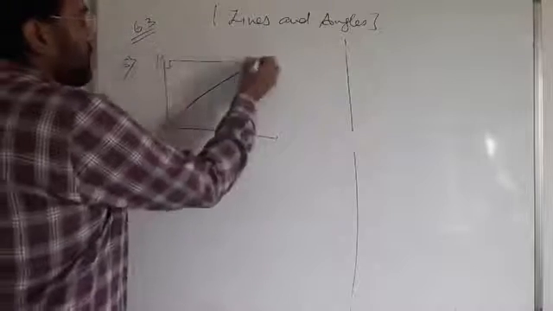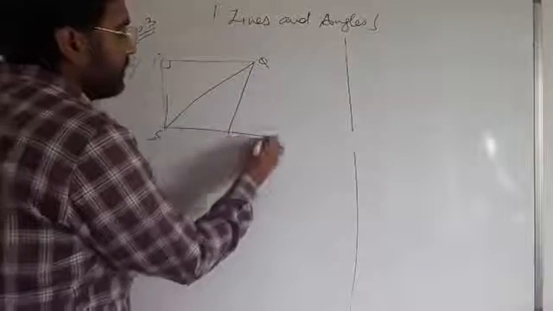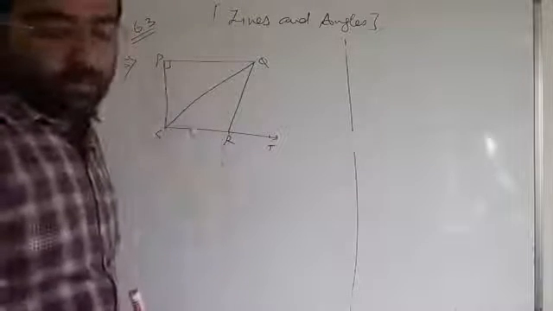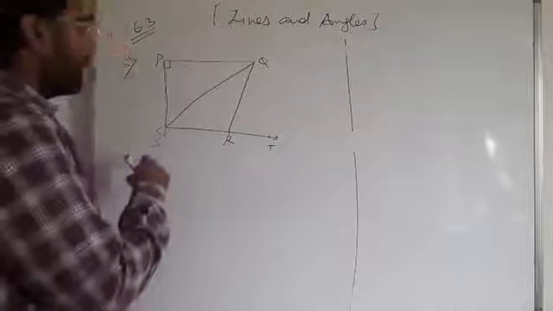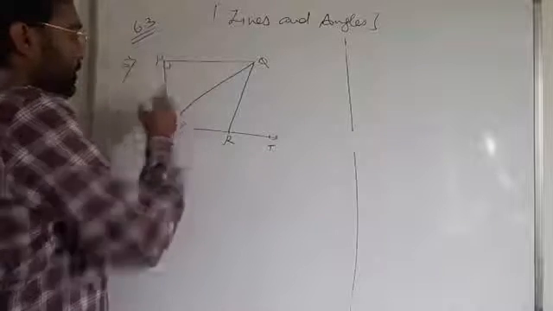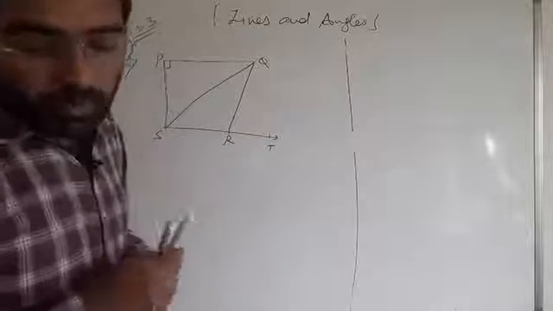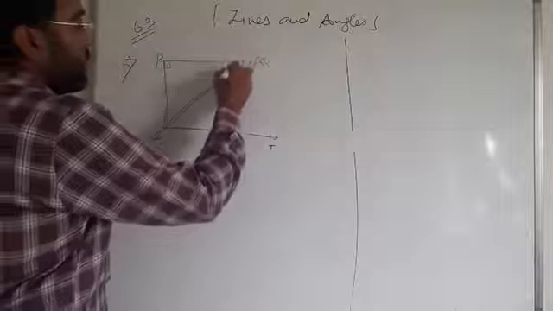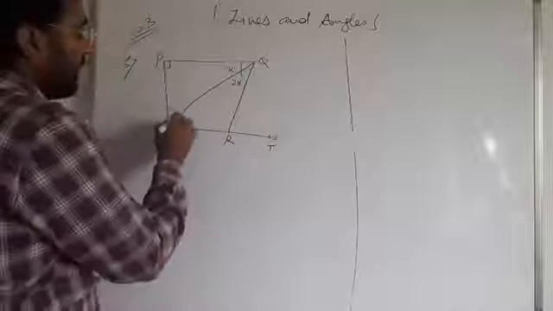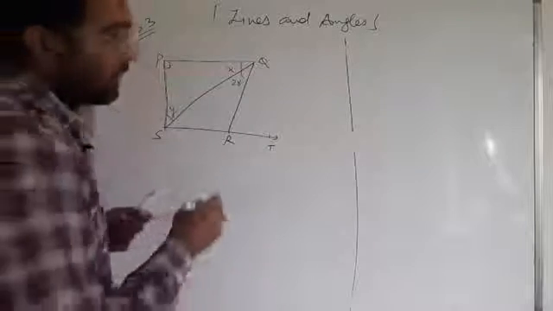PQS and RNT. Now PQ is parallel to SR is given and PQ is perpendicular to PS, therefore it forms 90 degrees here. We need to find angles X and Y, and here 28 degrees is also given, and we need to find angle Y from here, and 65 degrees.